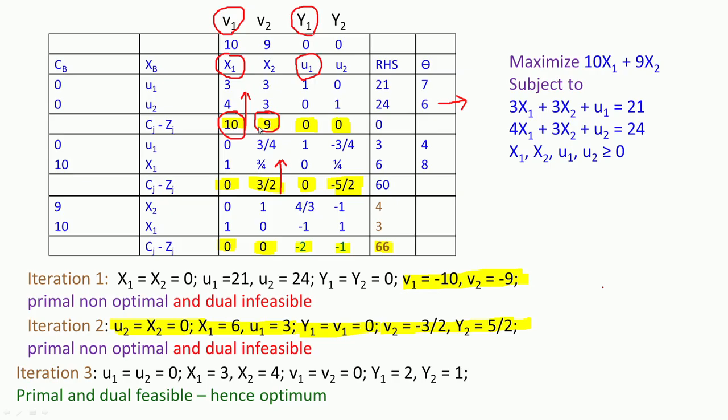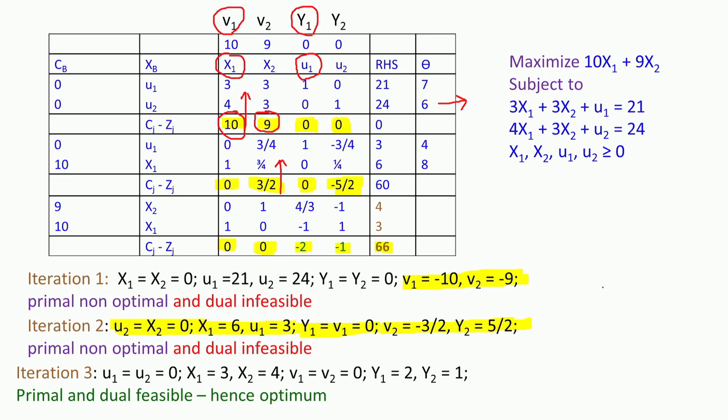Dual is infeasible. So when the dual is infeasible, and you can see that the dual slacks are 10 and 9, which means there is a gap in the dual solution. For example, the first solution would be from the dual it will be 3y1 plus 4y2 greater than or equal to 10. So y1, y2 are 0, therefore V1 becomes minus 10. So there is a gap between the left hand side and the right hand side of the dual constraint.